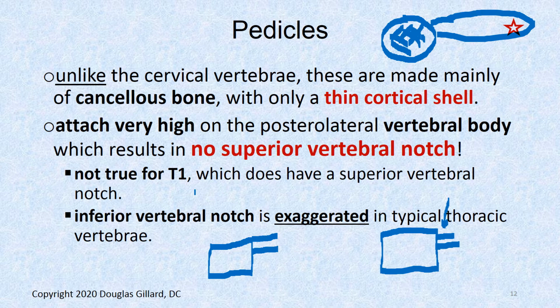Okay, T1 is a little different. T1 does have a little bit of a superior vertebral notch. That's kind of an oddball. But for the rest of them, there's no superior vertebral notch. And because the pedicle is attached up high, the inferior vertebral notch is huge. So the inferior vertebral notch is quite exaggerated in the typical thoracic vertebrae.